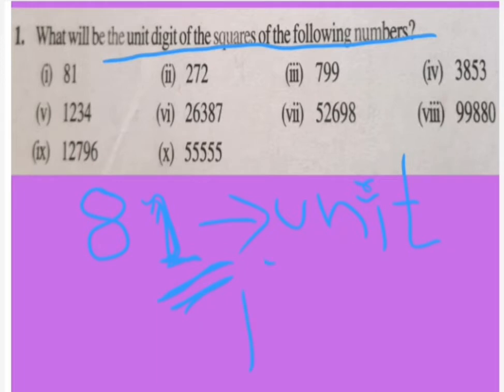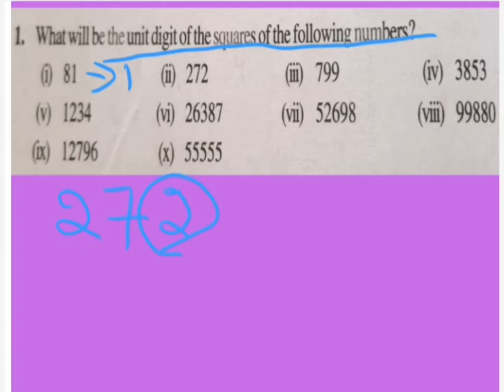I will square this unit place 1. 1 square is equal to 1. So we can write that in the unit place of the square of 81, we are going to get the number 1. That is how we find the number in the unit place of the squares of the given numbers. In the same way, the second question is 272. The unit place of this number is 2. Just square 2. 2 square is equal to 4. Now, in the square of this number, 4 will be the unit place.